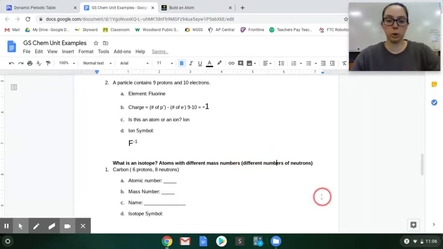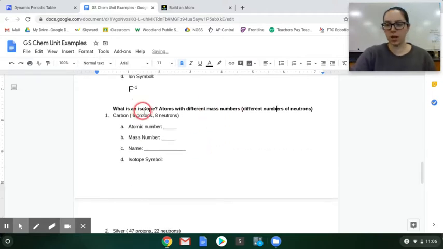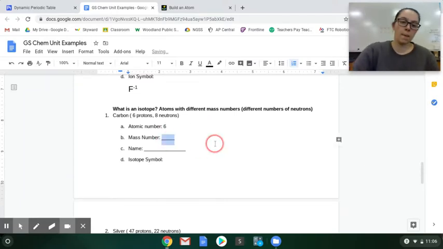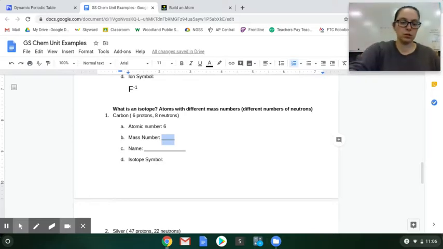Okay, so carbon, 6 protons, 8 neutrons. Let's figure out what it's trying to do. My atomic number is equal to my number of protons, which means we have an atomic number of 6. My mass number is equal to protons plus neutrons, which means I have a mass number of 14. Now, I don't trust myself with math, so I'm going to do it in my calculator. 8 plus 6 equals 14. Look at that. I should trust myself with math.